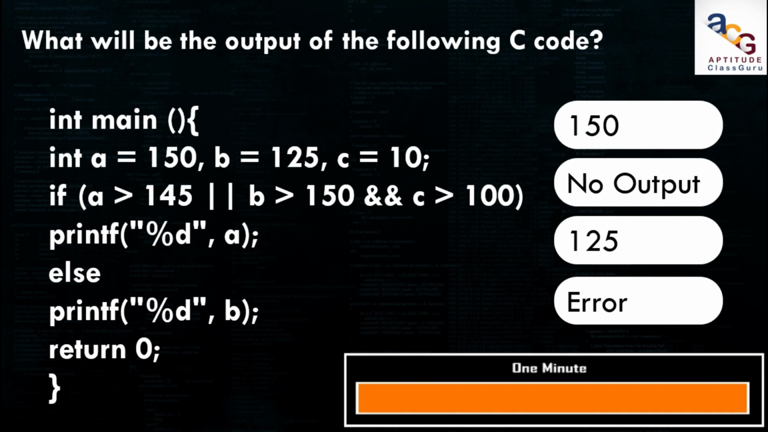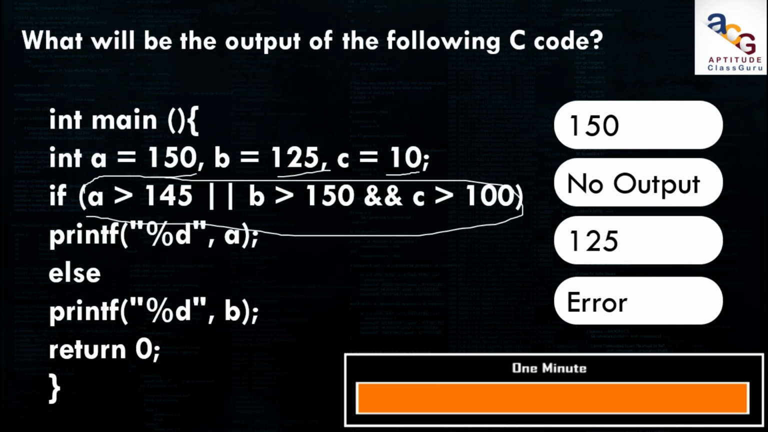In this problem, just look at it. A value is 150, B value is 125 and C value is 10. If this condition is true, then A will be printed, or else B will be printed. So the answer will definitely be either 150 or 125.